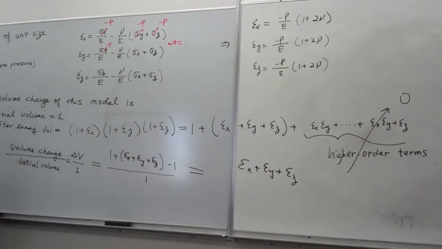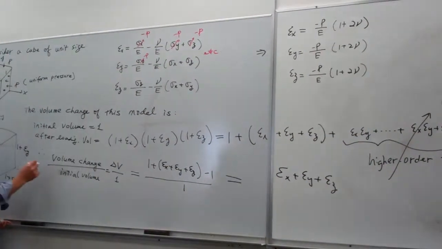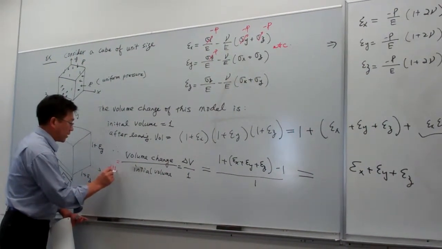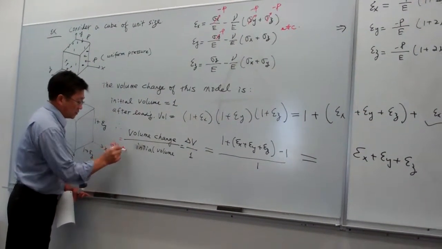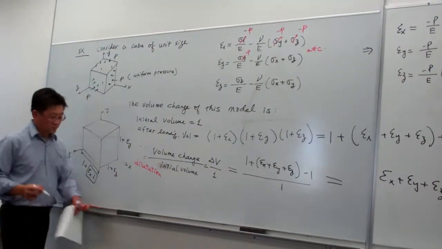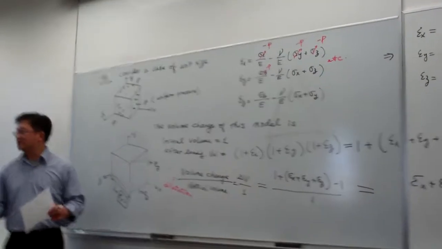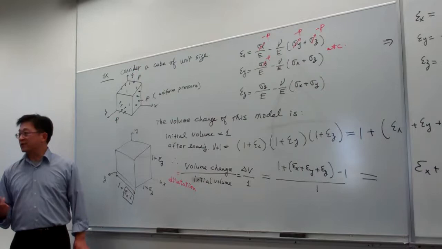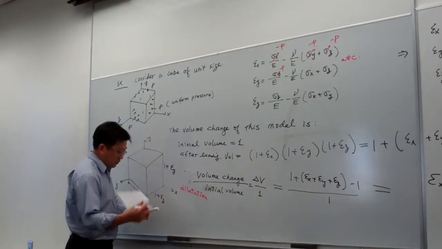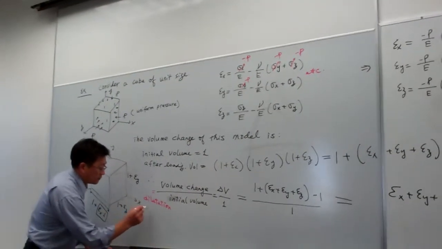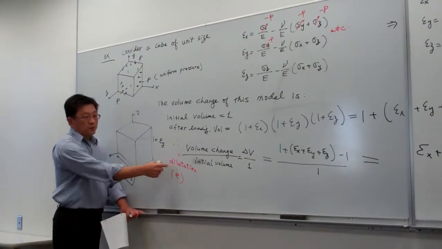This volume change, sometimes we give the name dilatation. Dilatation means the change in volume, and sometimes it is expanding, sometimes it is shrinking, depending on the loading condition. But that ratio is defined by this. So usually we use the notation lowercase e as the symbol for this.